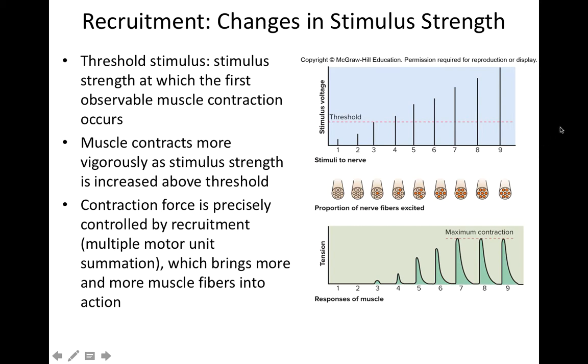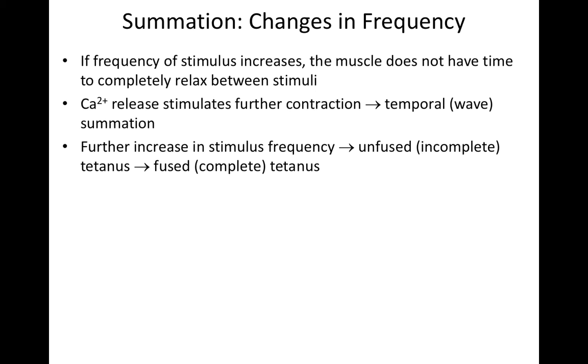So one of the ways that we can change the amount of tension a muscle is going to generate is going to be by recruiting motor units. The more you have, the more tension. The other way is called summation. So now instead of increasing the intensity of the stimulus, we're going to increase the frequency of the stimulus here.